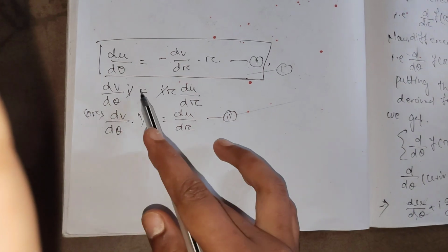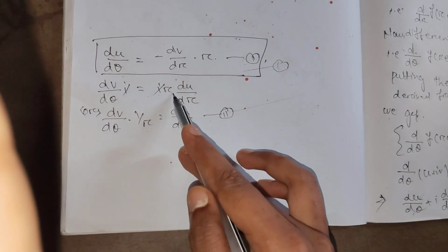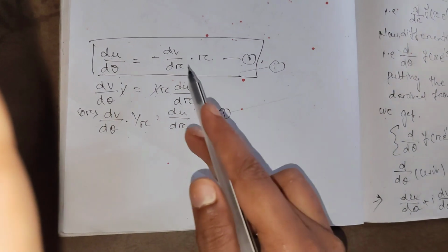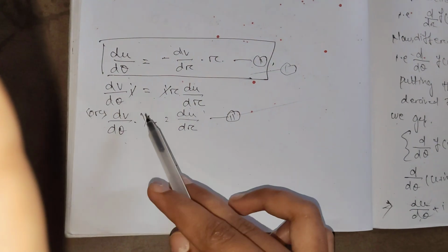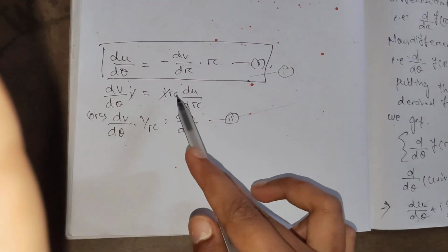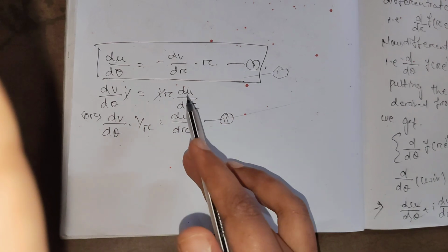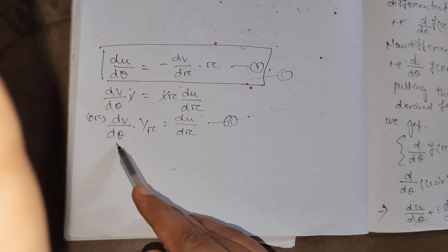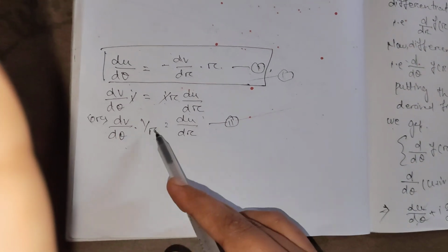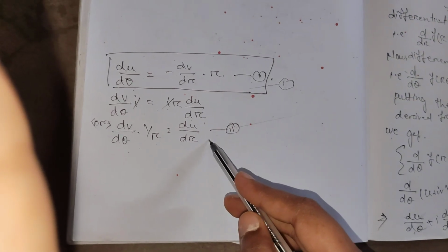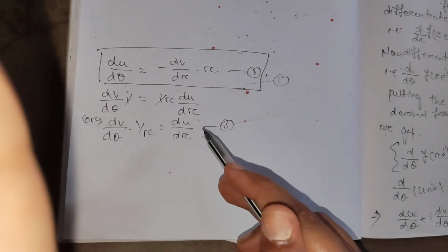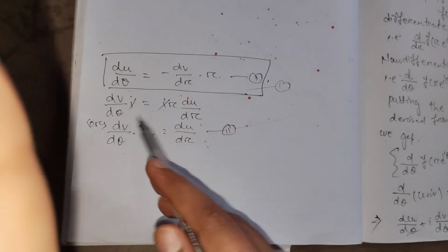Next, i dv by d theta is equal to i r du by dr. Cancel out iota on both sides. We got dv by d theta times 1 by r. By changing the position of r, we got dv by d theta multiplied by 1 by r is equal to du by dr. This is the condition 2 of CR equation in polar form.